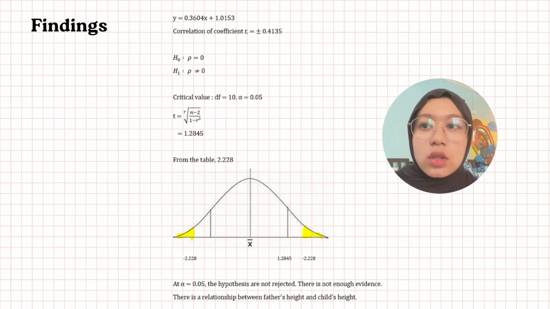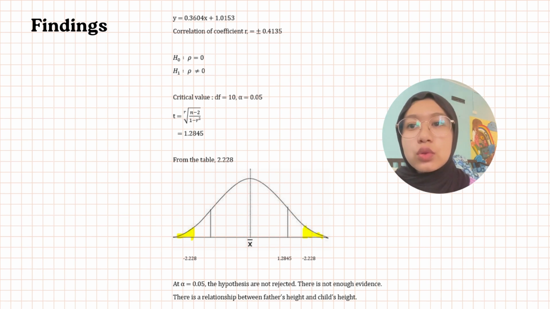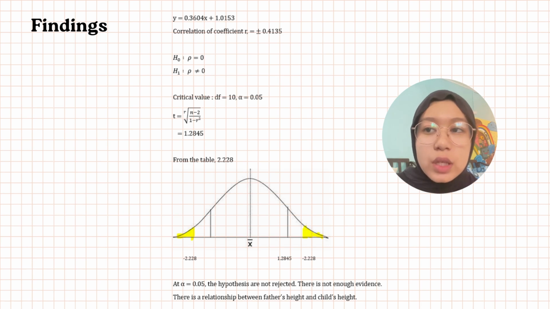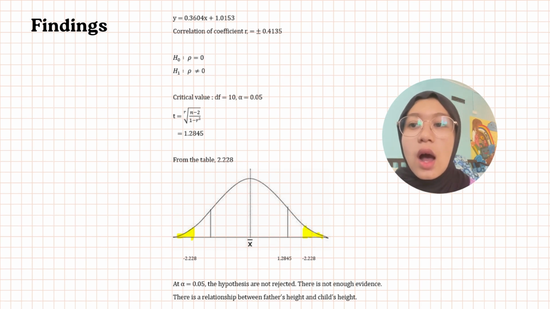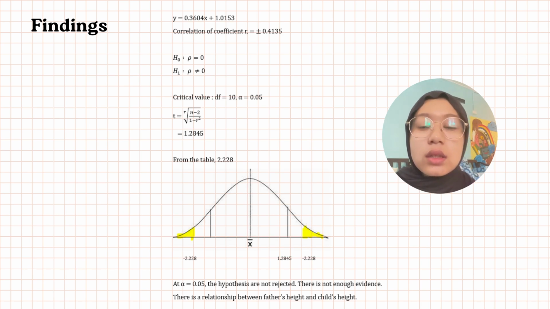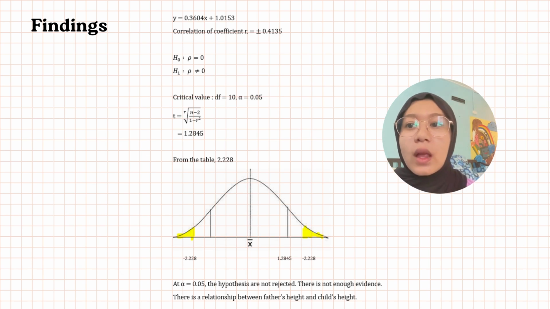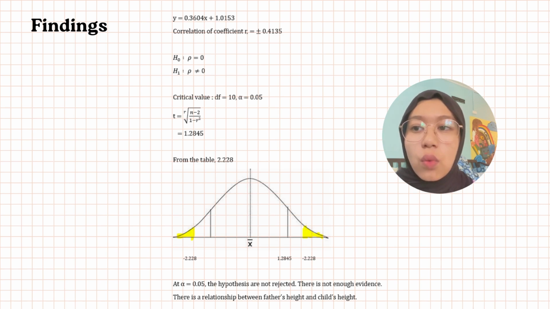Meanwhile, the correlation coefficient is plus minus 0.4135. Our null hypothesis H0 is rho equals 0 and H1 is rho is not equal to 0. Our test value is t equals 1.2845. Our degrees of freedom is 10 and alpha is 0.05.